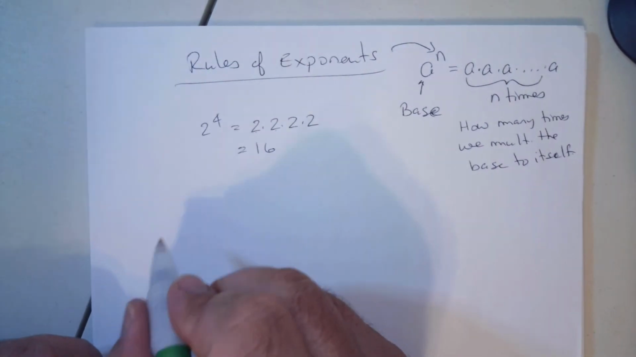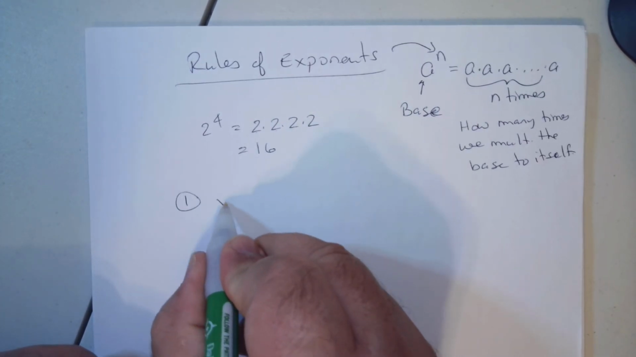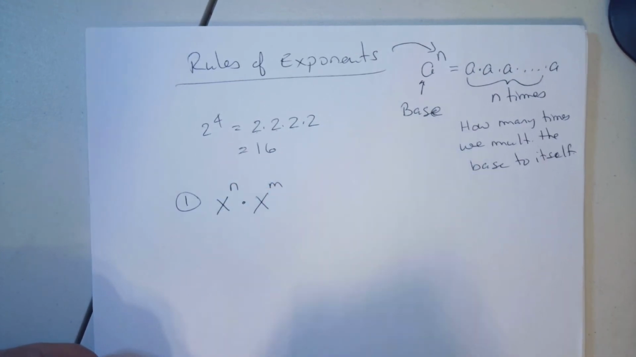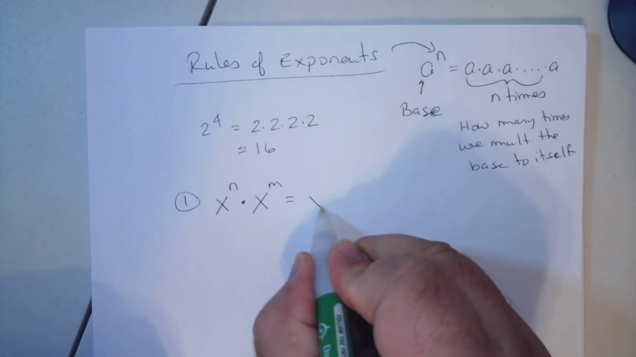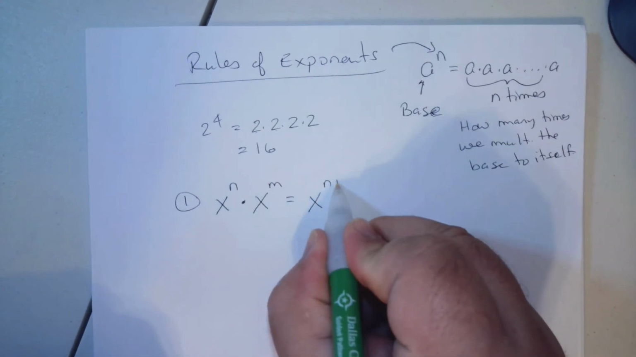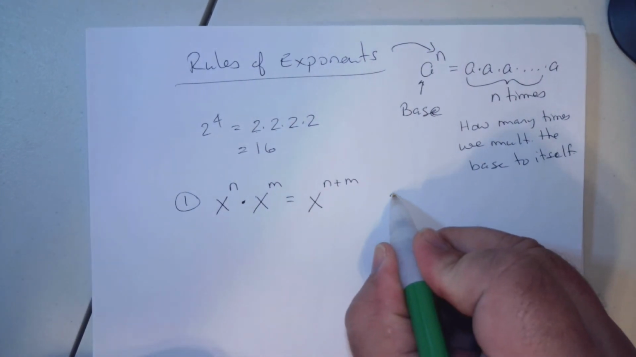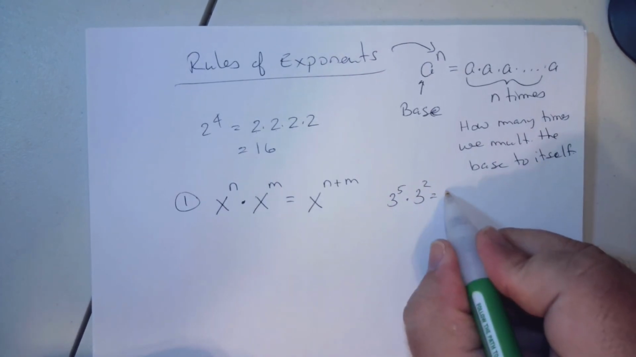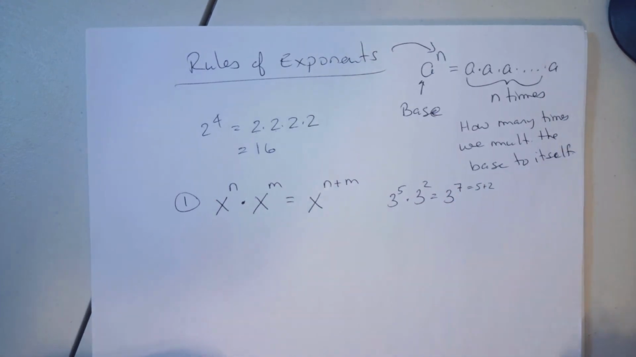All right, let's look at the rules of exponents. First one. The same bases, different exponents, or it could be the same. But whenever you're multiplying these numbers, you add the exponents. So, for example, if we had 3 to the 5th times 3 to the 2nd, it'd be 3 to the 7th, which is 5 plus 2.